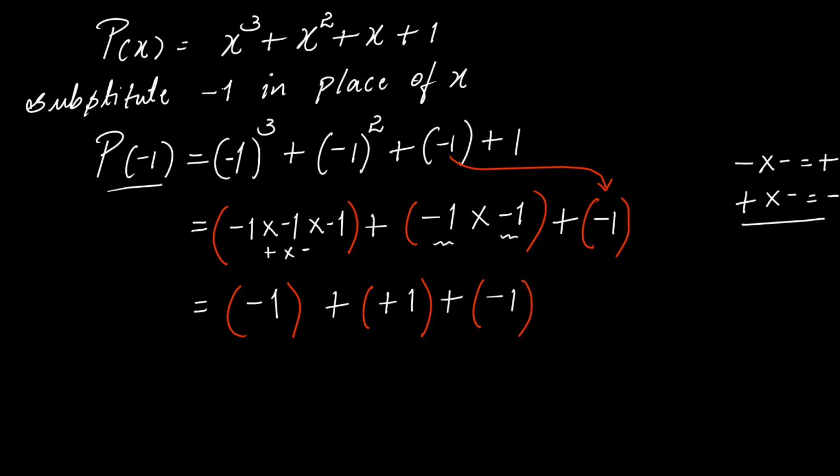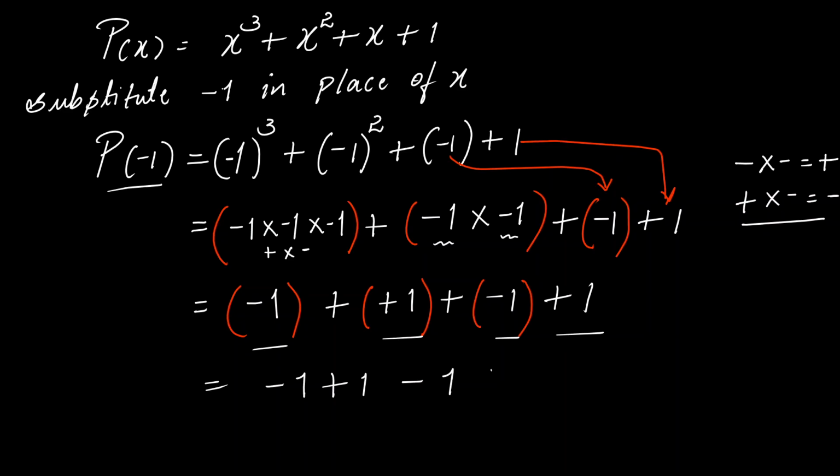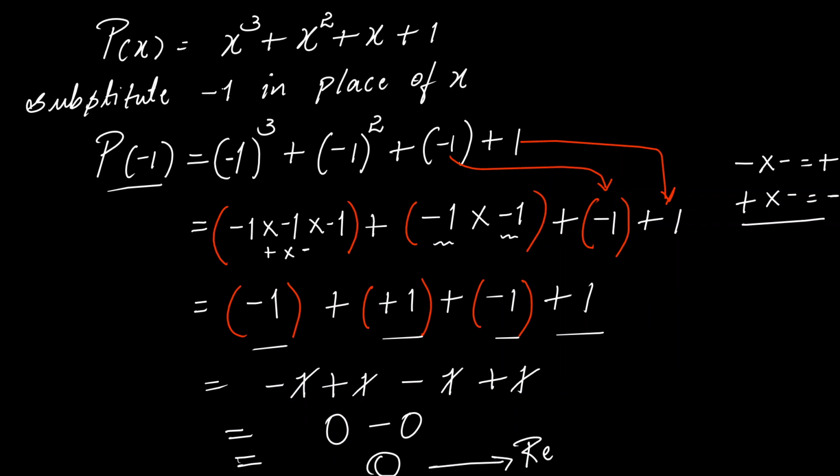So now add everything slowly. Minus 1 plus 1 minus 1 plus 1. Don't rush. Minus 1 plus 1 is equal to 0. Now 0 minus 1 is equal to minus 1. Minus 1 plus 1 is equal to 0. So what do we get? 0.